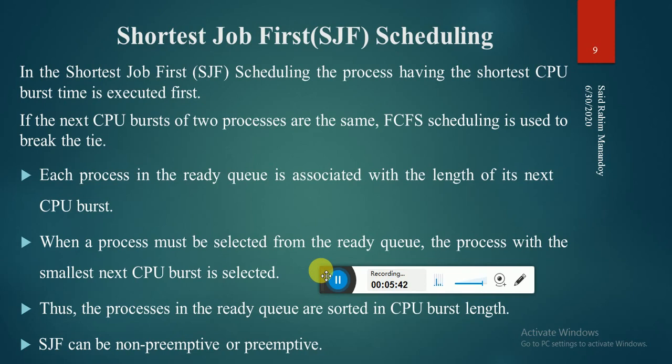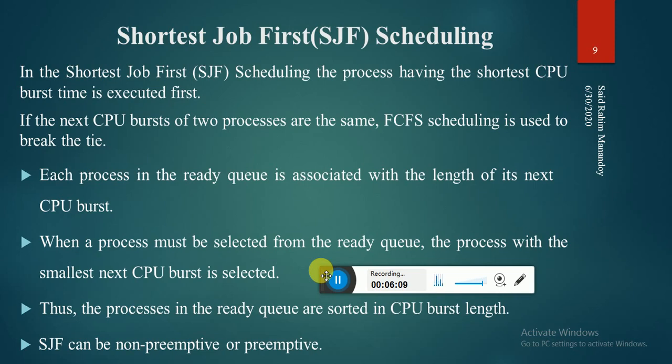You know what the problem was? The problem was that if a long process enters the CPU, all the short processes need to wait for that one long process to finish, because FCFS is a non-preemptive scheduling algorithm. So what do we mean by a non-preemptive scheduling algorithm?